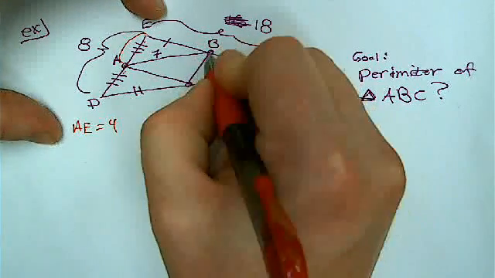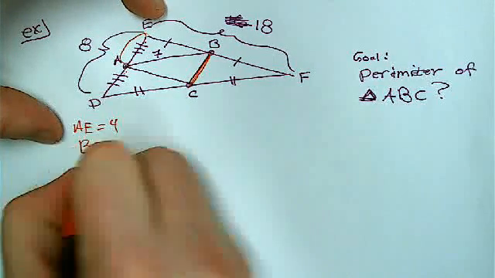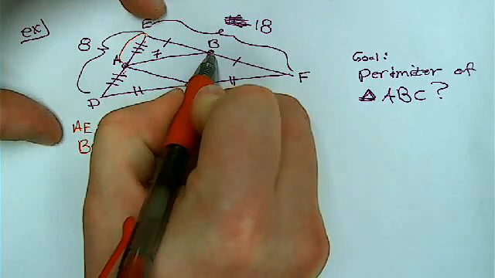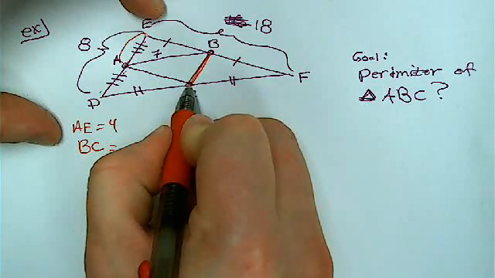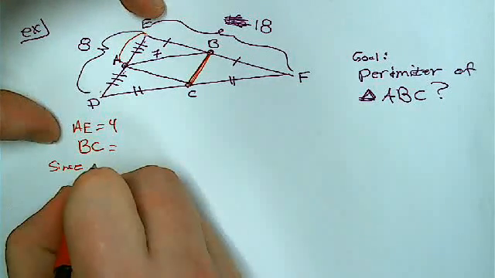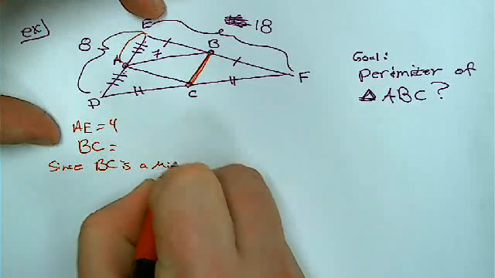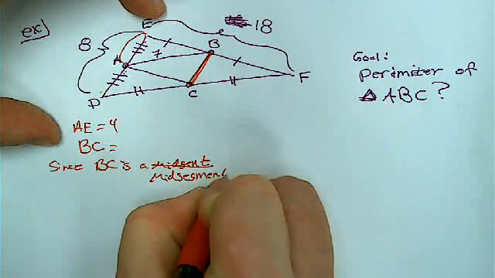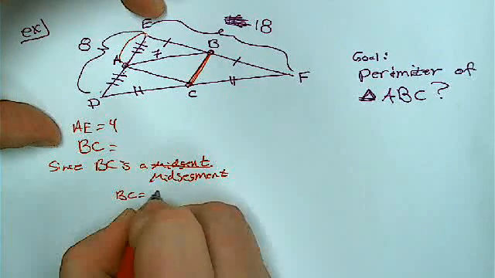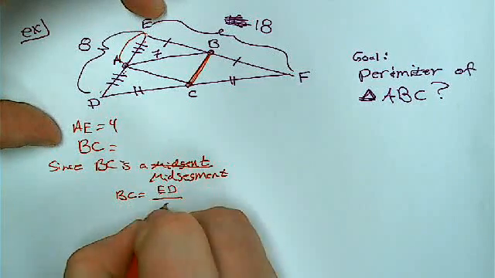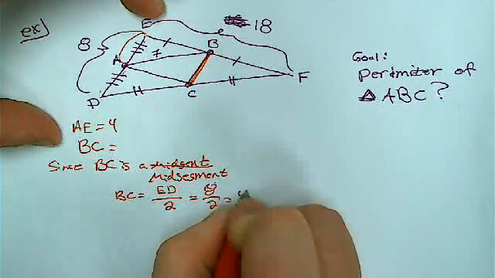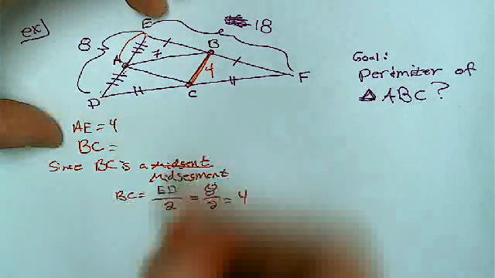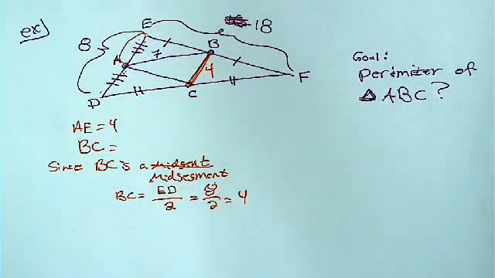What about BC? It's also 4. Well, the rule is that's a midpoint, right? Because it's halfway. This is a midpoint, so it's halfway. So since BC is a mid-segment, BC is ED divided by 2. So 8 over 2, which is 4. The mid-segment is half the corresponding side, and it's parallel to that side.